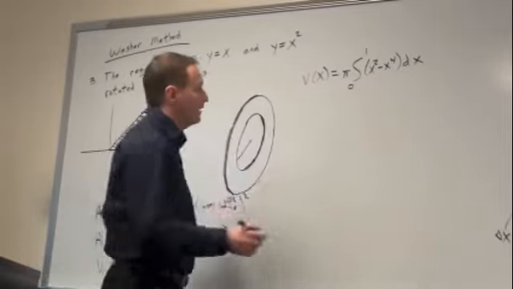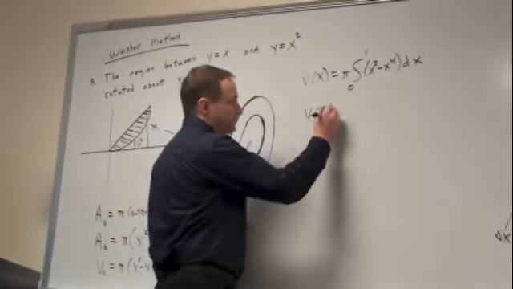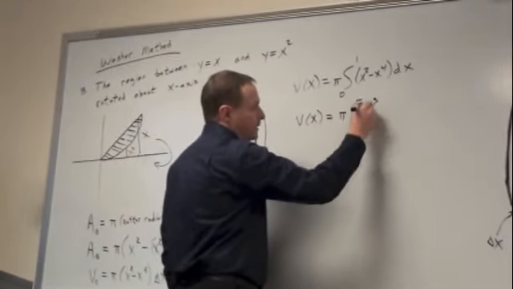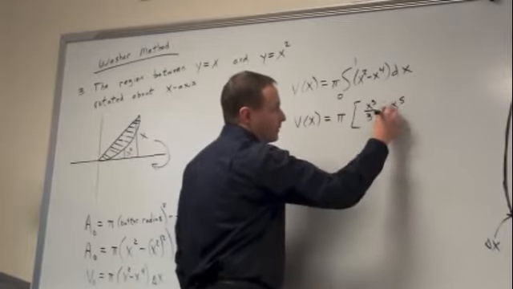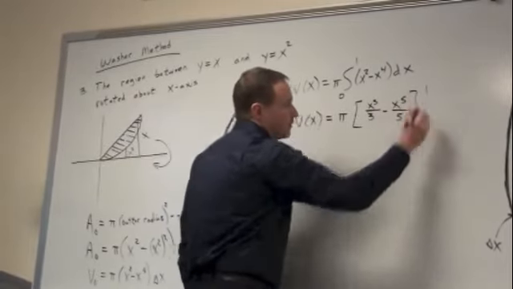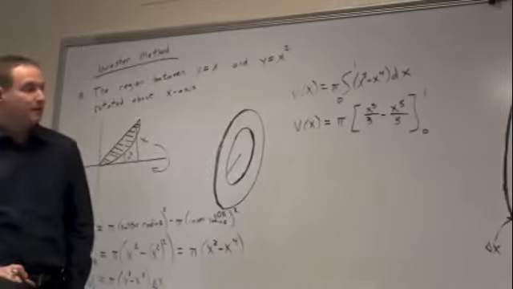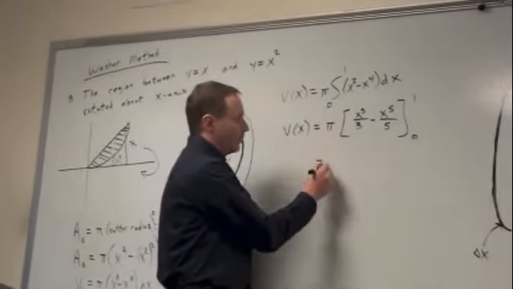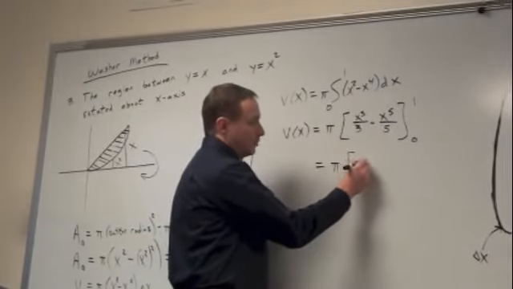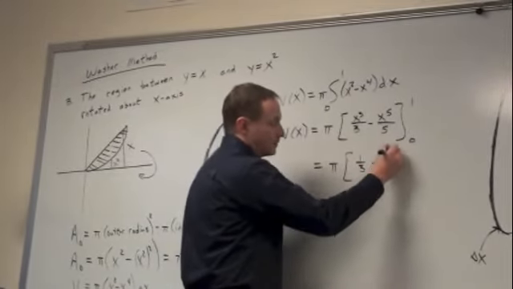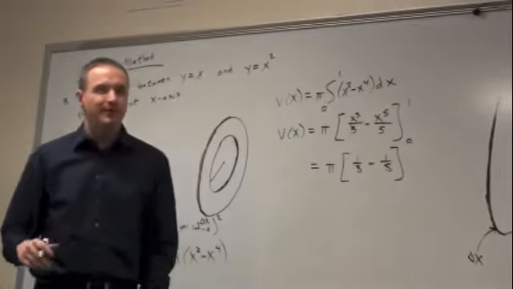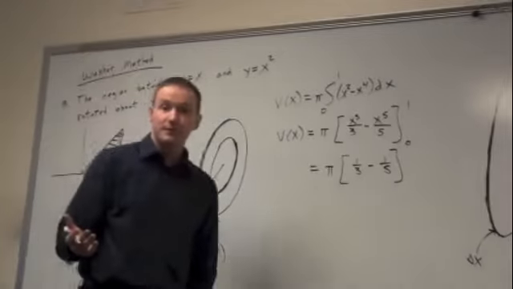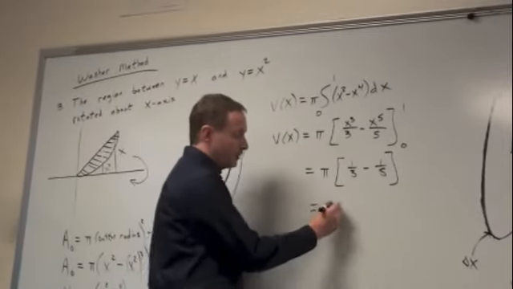And then you'll say, okay, so the volume is pi times the group, x cubed over 3 minus x to the fifth over 5, from 0 to 1. This is another one of those cases where when we evaluate it at 0, we get nothing, so you only have to worry about 1. I'll get pi times 1/3 minus 1/5. 1/3 minus 1/5 is like 5/15 minus 3/15, which is 2/15. So this is going to be 2 pi over 15.